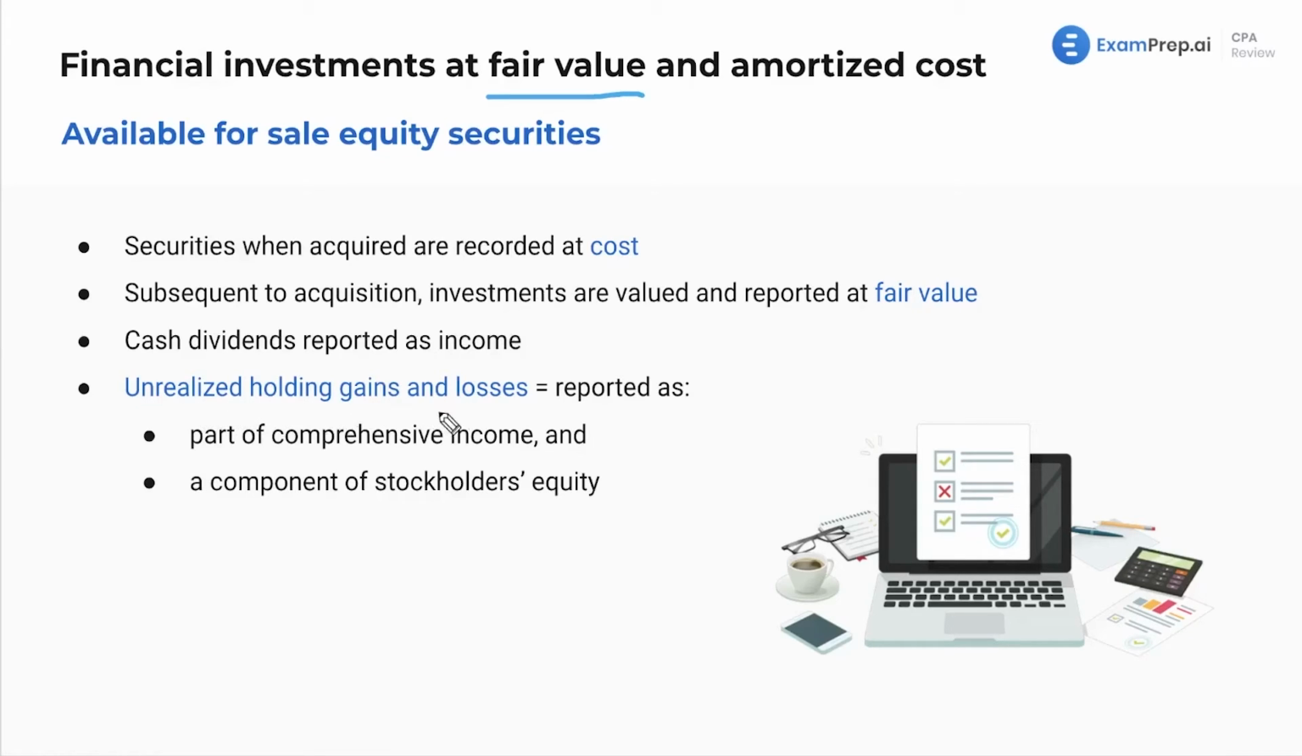Unrealized holding gains and losses are reported as a part of comprehensive income and a component of stockholders' equity. This is to bring light that if it's available for sale equity, it's normal. It's just going to be normal. But if it's a debt security, if this said debt, then that would be an OCI.